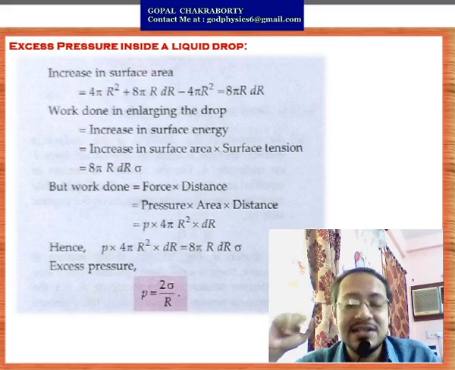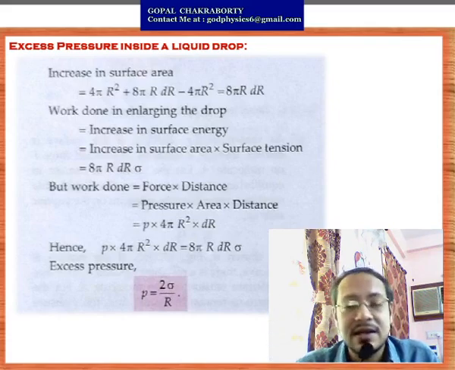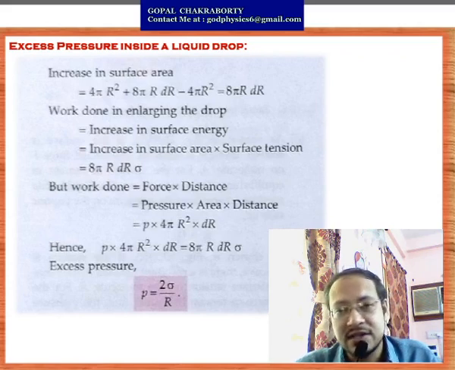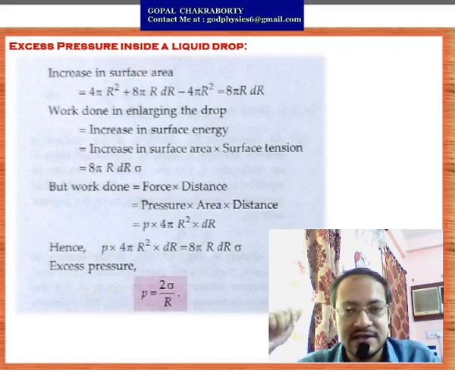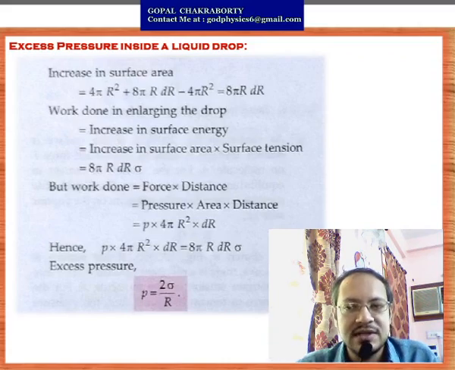Work done in enlarging that drop equals the increase in surface energy, because that amount of work done is converted into energy. So you can write that work done equals increase in surface area into surface tension. So 8 pi r into dr into sigma. Now, but as you know, work done can be written as force into distance. So what is force? That is pressure into area. So pressure into area into distance. Now, pressure means P, area means 4 pi capital R square, into distance, that is dr, because you increase the radius by an amount dr only.